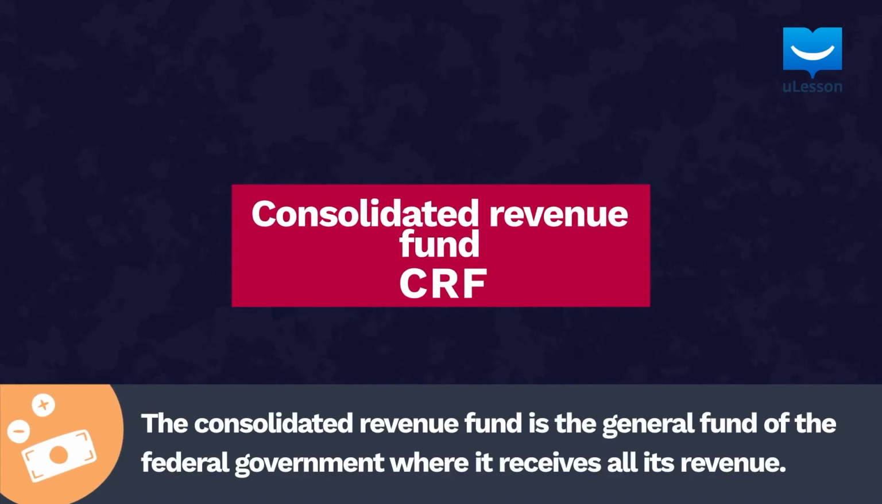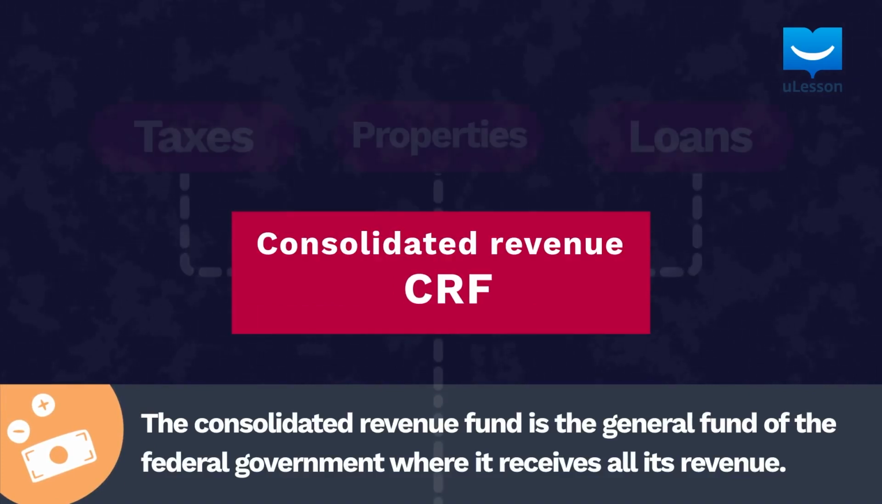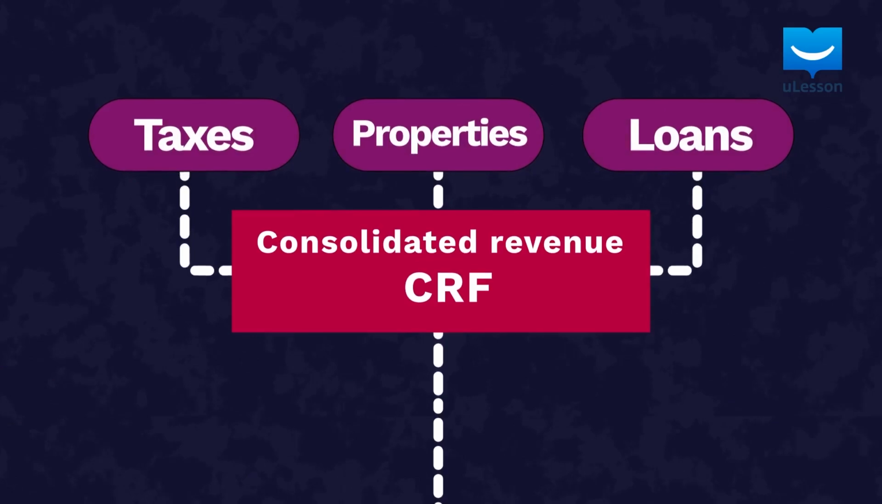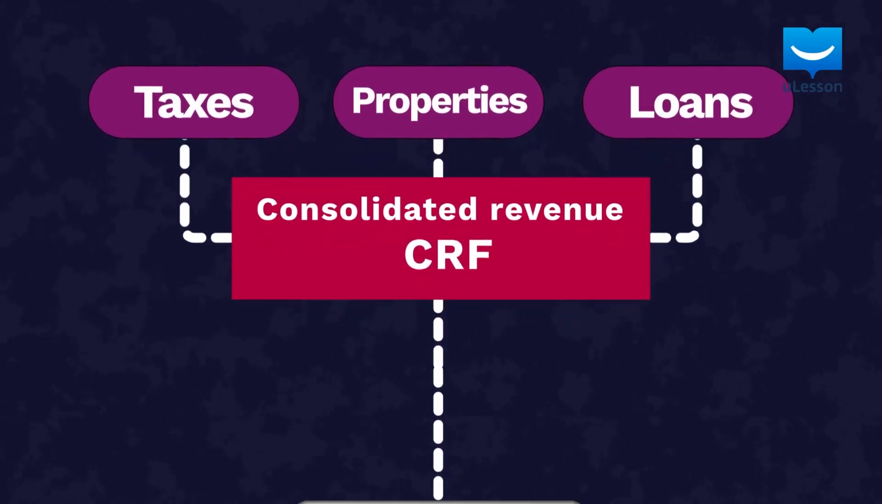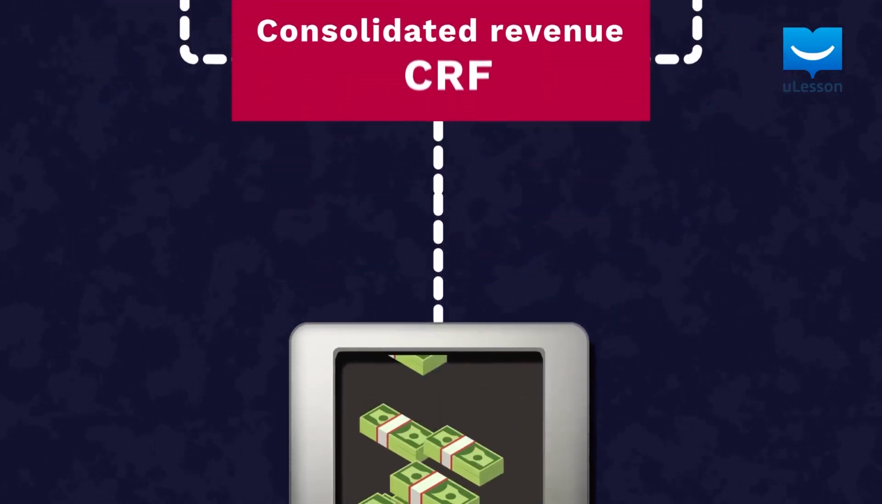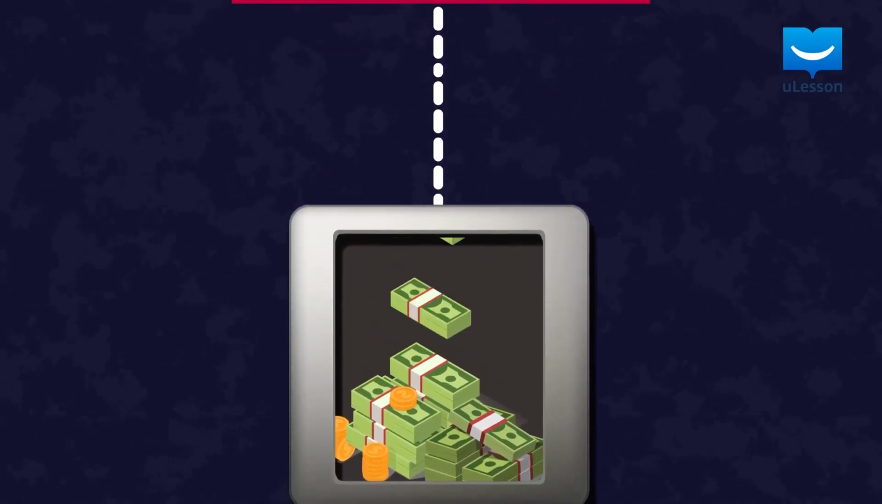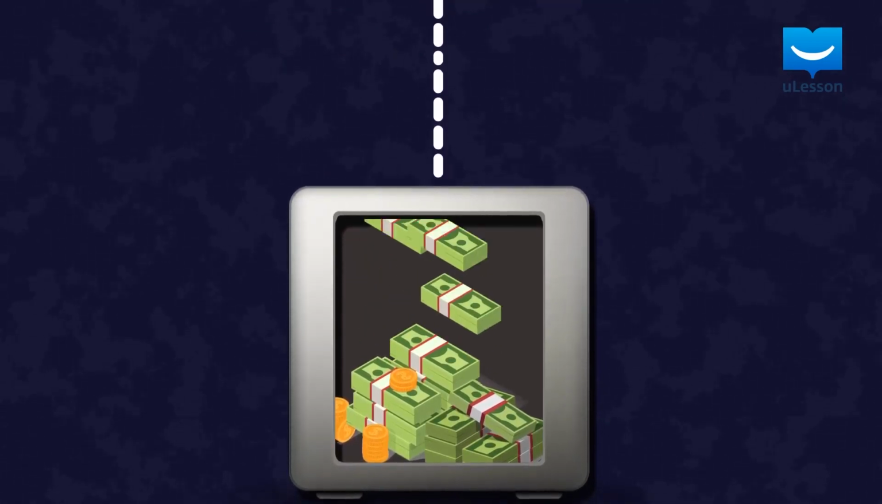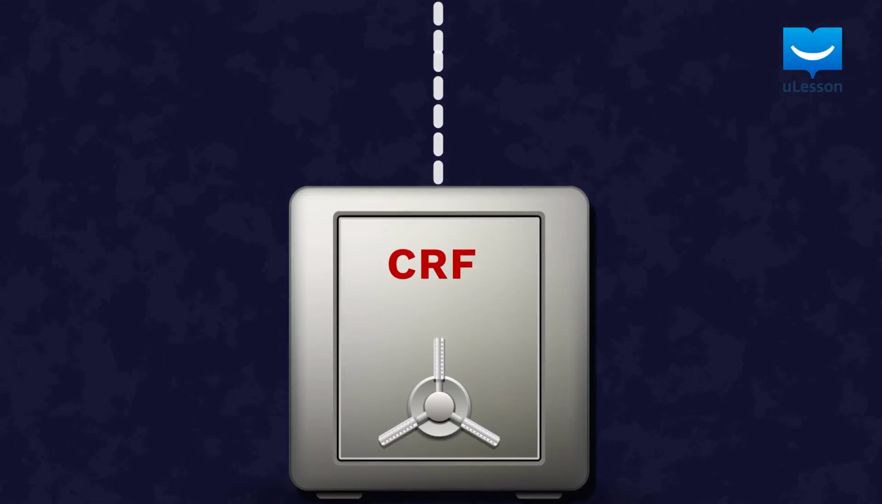Do you remember all the sources of federal government revenue? They are taxes, sales of government properties, interest and repayment of loans, sales of armed forces property, and allocation from the Federation account. We'll discuss the Federation account in a future lesson.